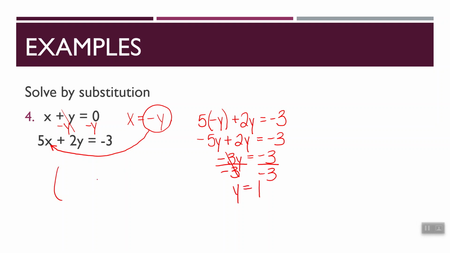So this time we've found the y-coordinate first. Now we're going to plug that back in to figure out what x equals. If x equals negative y and y is 1, then x equals negative 1. There wasn't a whole lot to do there, not anything to solve. So these lines would intersect at (-1, 1).